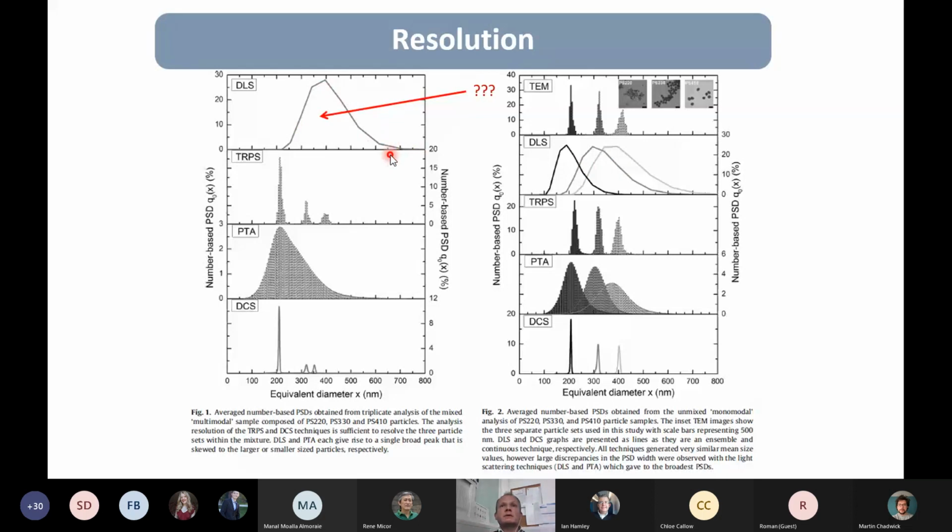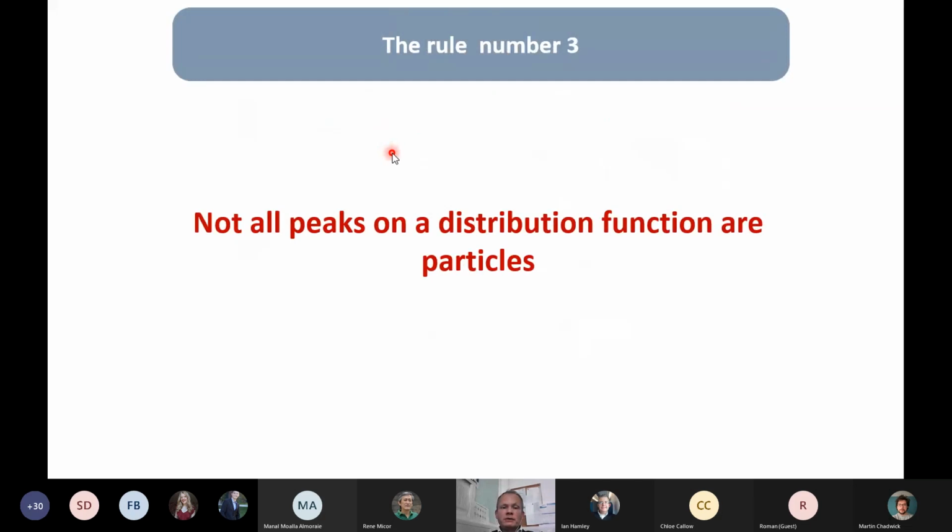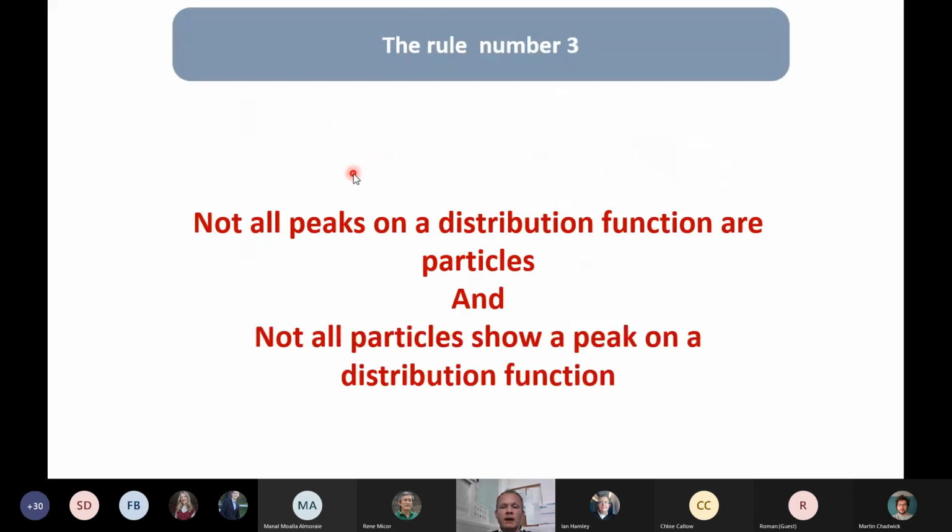So it's possible that instead of a bimodal distribution, let's say you have a mixture of protein 1 and protein 2, if the radii are not very far from each other, you will see just a broad peak instead of two peaks on the distribution function. This is another source of problems. So we will keep going with the problems of dynamic light scattering that you can get.